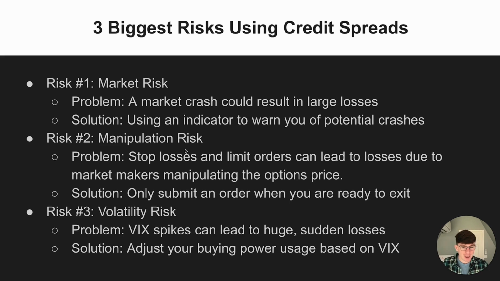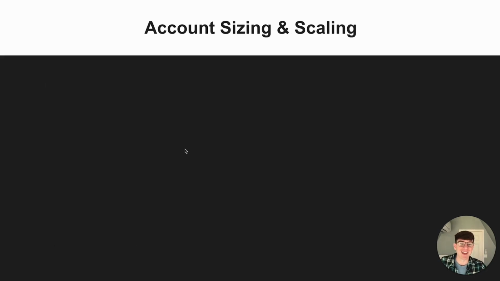Now, the solution is to adjust your buying power based on VIX. If VIX is at higher risk, we can do the same trade, but less of them. Or if VIX is at a high risk point, we can do the same amount of trades, but make our width smaller so that our risk on the trade is lower. Those are two. Now, how do we size our account and scale based on where we're at?